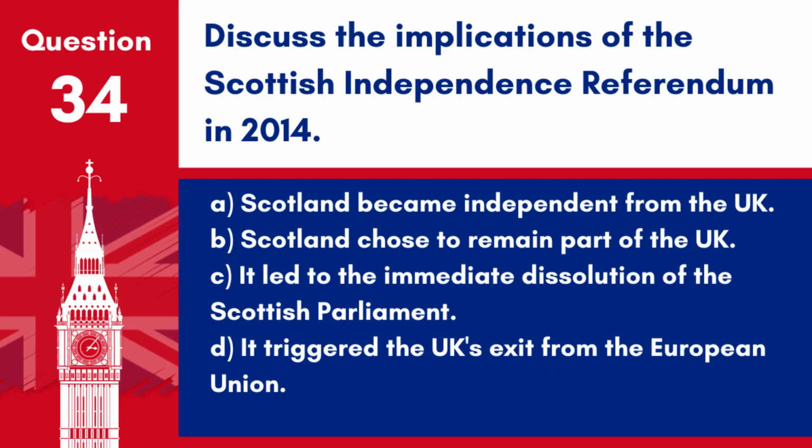Question 34. Discuss the implications of the Scottish independence referendum in 2014. A. Scotland became independent from the UK. B. Scotland chose to remain part of the UK. C. It led to the immediate dissolution of the Scottish Parliament. D. It triggered the UK's exit from the European Union.